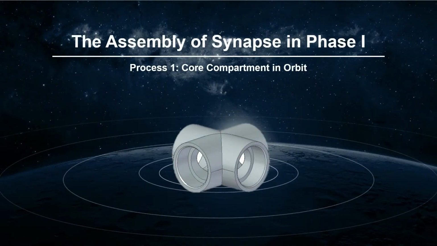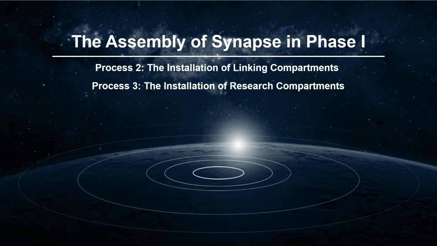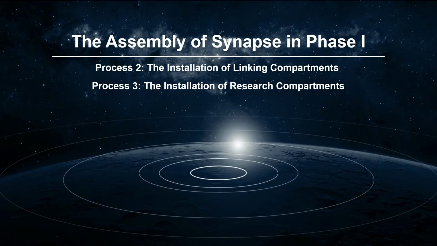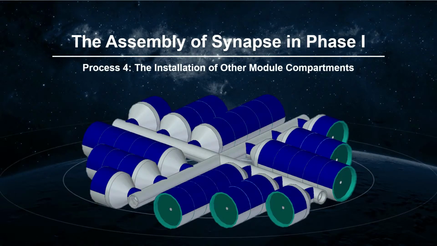But how do we use them to build Synapse? The first period is to place the core compartment in NRHO. The core compartment will not move when Synapse is assembling. The second period is to build and extend the cross of Synapse with the linking compartment. The third period is to install the research compartments. As research compartments are the main source of income of Synapse, we have to build and install them first. During the last period, we are going to install all other module compartments. After this period, the installation of Synapse in phase 1 ends.